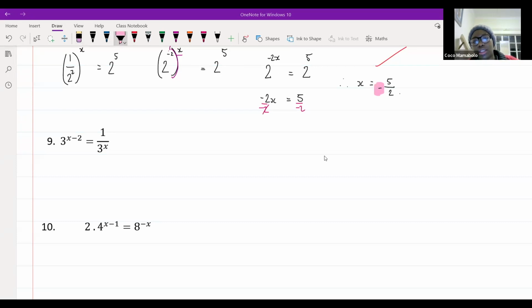Princess, they shouldn't, because when one of the x's moves over to the other side, a negative should become a positive, or a positive should become a negative. So check again, Princess.